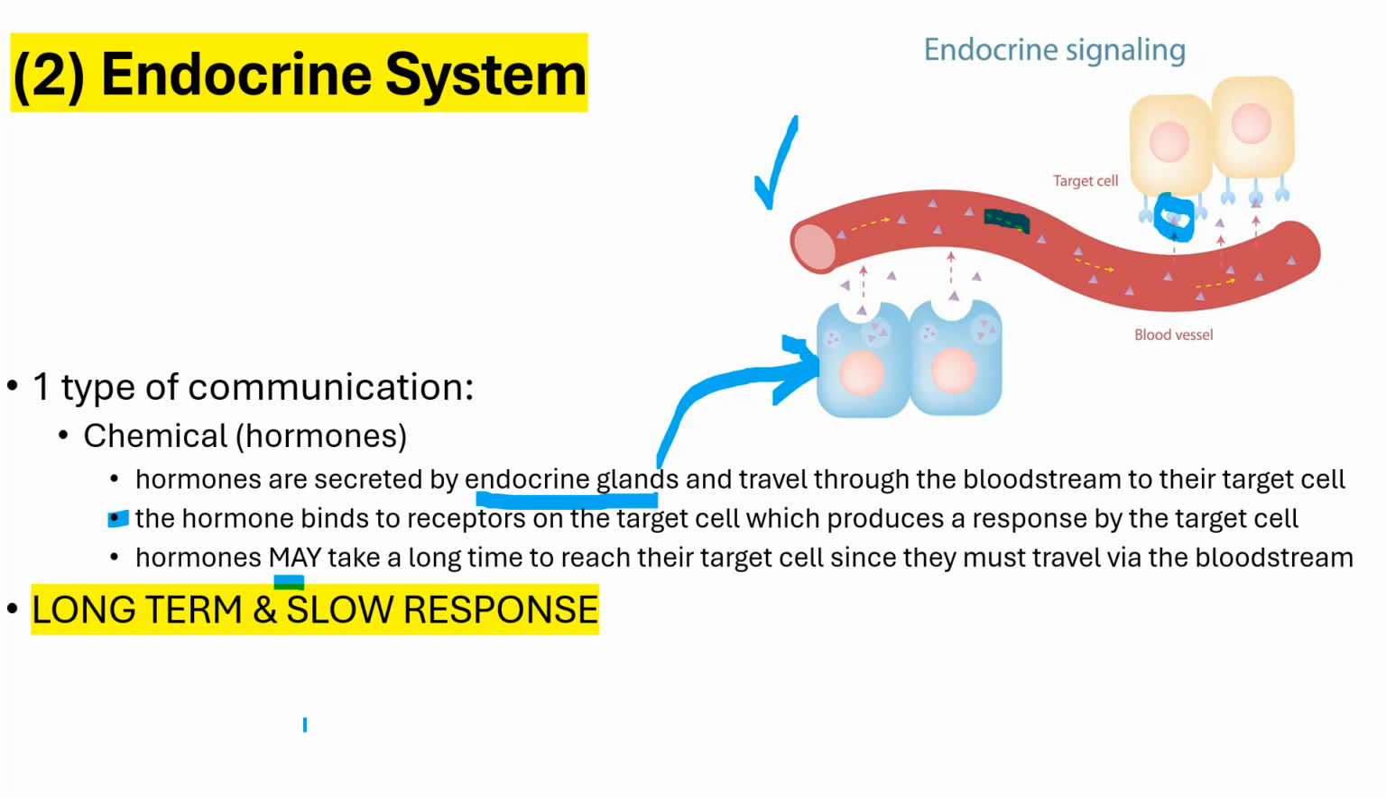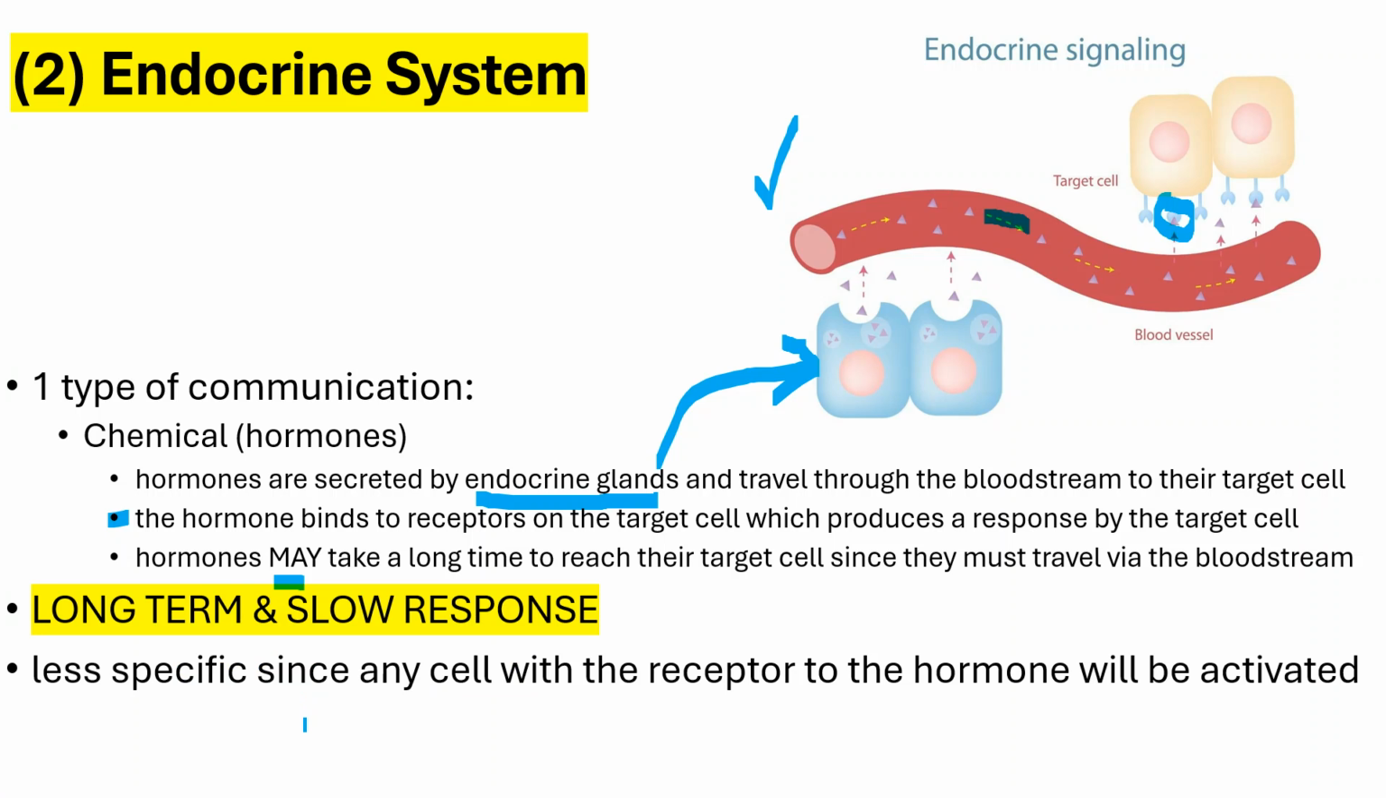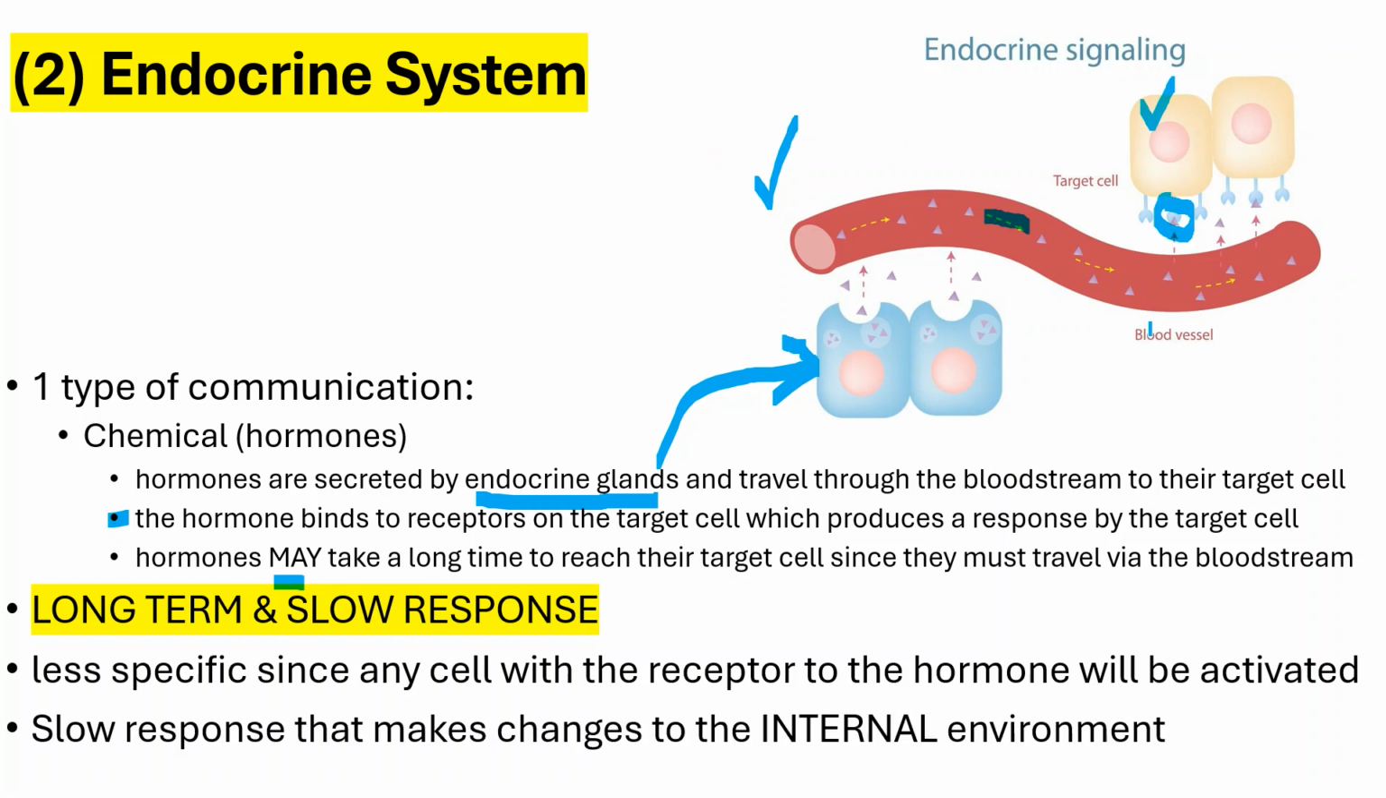So the endocrine system is described as a long-term, slow response scenario. Less specific, since any cell with a receptor to that hormone will be activated. So it may not just trigger these target cells in this location in the body. It could stimulate cells further down somewhere else in another organ and another gland, and also trigger them to respond if they have the receptor that will bind to that specific hormone. Slow response that makes changes to the internal environment. So this is not going to be a rapid response type situation. This is going to be a slow response.